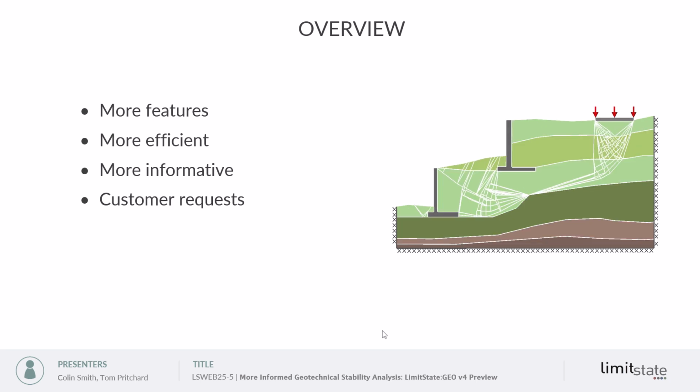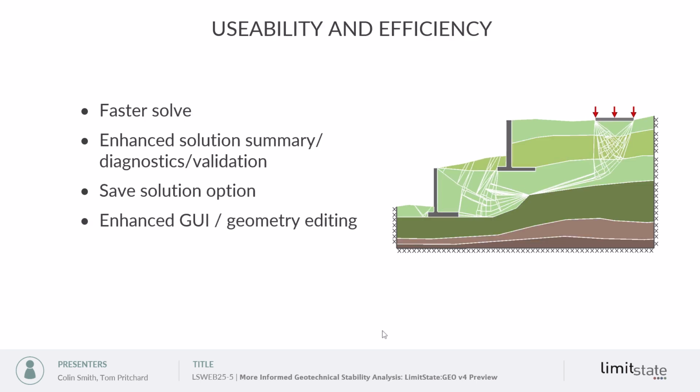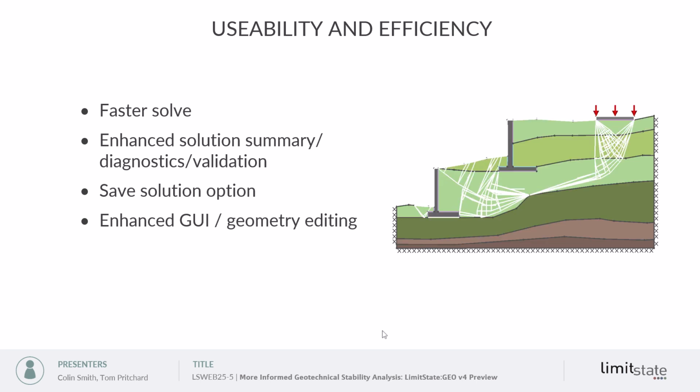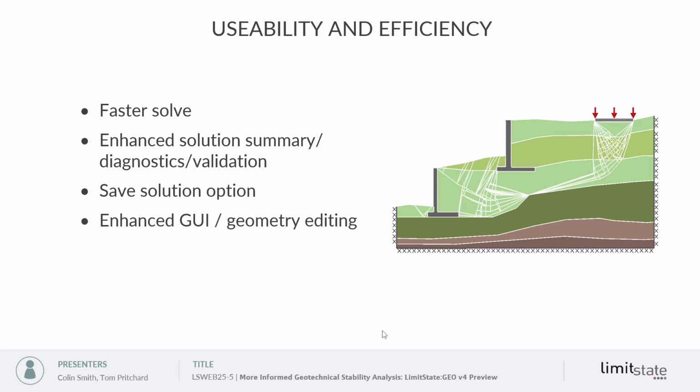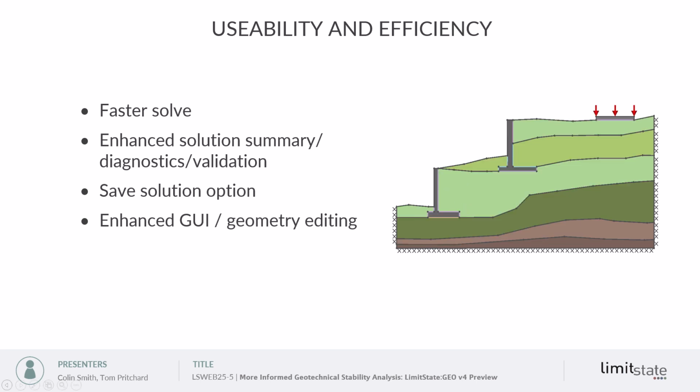So to give the overview, we've added more features. The software solution is more efficient, hopefully more informative, and we've included a number of customer requests into those additional features. So we're going to kick off looking at usability and efficiency. Most of our customers comment on the ease of use of the software, and we've aimed to maintain that while adding many new features. So we'll look at a few now that should further enhance the usability. Those are listed on the slide here, but I will pick those up in the software.